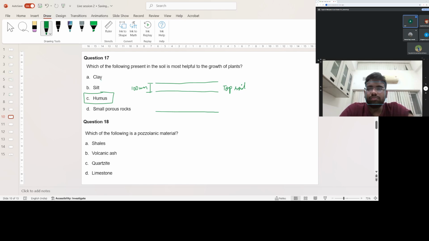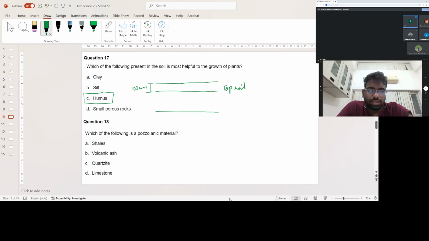Apart from that, mineral sources from clays and silts can facilitate growth, and the presence of clay also helps because of its water holding capacity to an extent. But the most predominant option is humus. Sir, I hope it is clear.